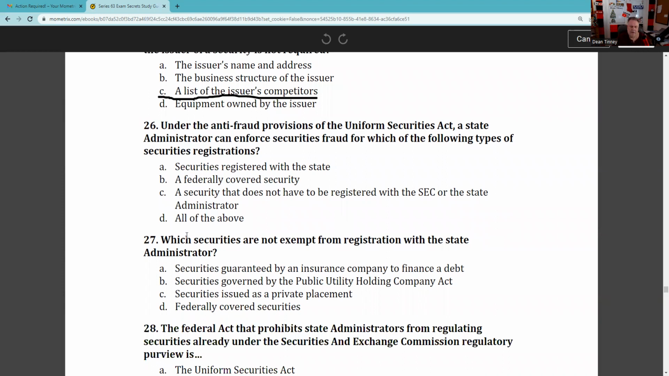26. Under the anti-fraud provisions of the Uniform Securities Act, a state administrator can enforce securities fraud for which of the following? You shouldn't be struggling with this: everything. Securities registered with the state, federally covered. Just because it's federally covered doesn't mean, aren't I clever, I used a federally covered security to rip somebody off. No. No one and nothing is exempt from the anti-fraud provisions of the Uniform Securities Act, and for that matter, 33 and 34.